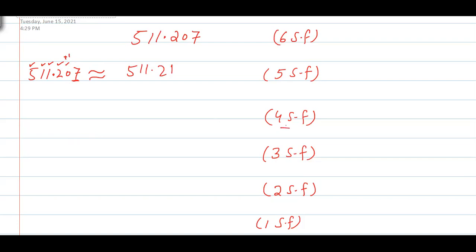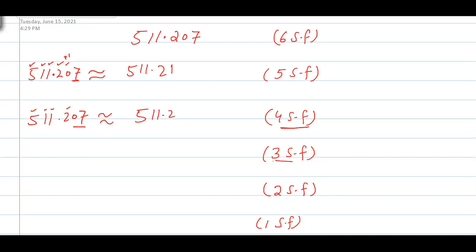Now we will round to 4 significant figures. It's 511.207, and we need to round to 4 significant figures. So this is first, second, third, fourth. We need to ignore the rest. The very next one after the required significant figures is 0, so that will not put any effect. So I will just write 511.2. So we have 4 significant figures.